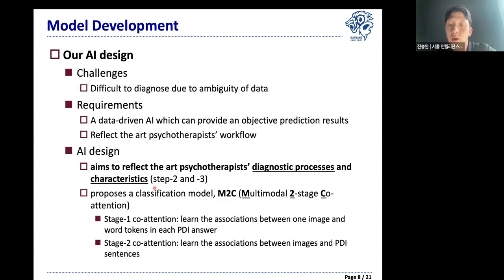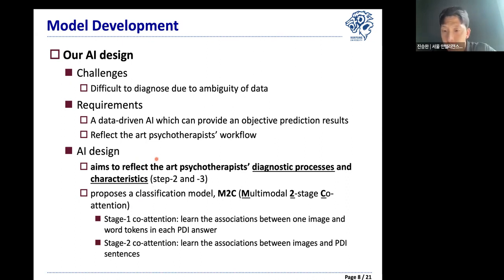And this slide is for our AI design. We figured out the challenges of the decision-making of our psychotherapists in diagnosing the PITR test and the requirements of objectivity. And we also found that, to increase acceptance of AI models, therapists wanted to reflect their workflow in AI models instead of end-to-end black box models. Therefore, we aim to reflect the art psychotherapist diagnostic processes and characteristics.